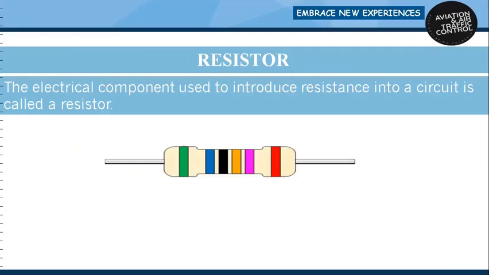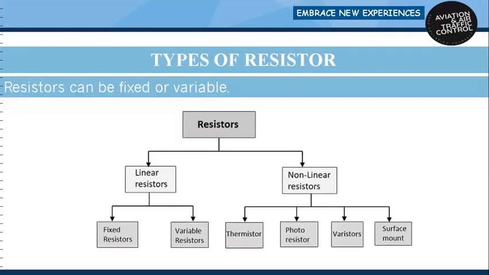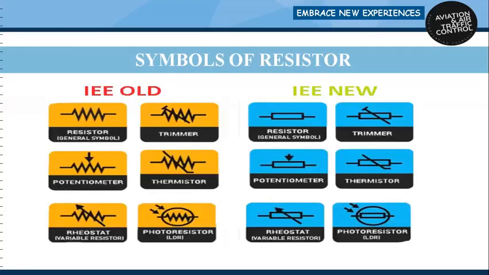The electrical component used to introduce resistance into a circuit is called a resistor. Resistors can be linear or non-linear. Linear resistors can be fixed or variable. Resistors are shown with different symbols which are used in circuit diagrams. The old and new symbols are shown here for your reference.